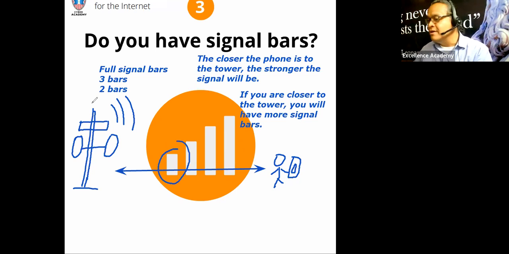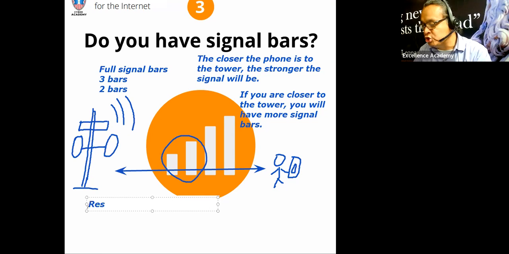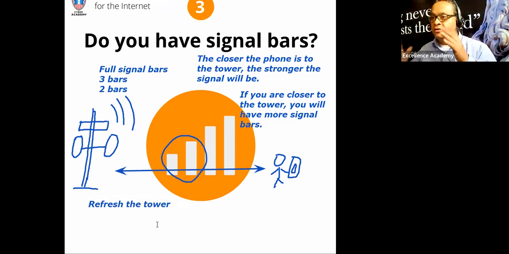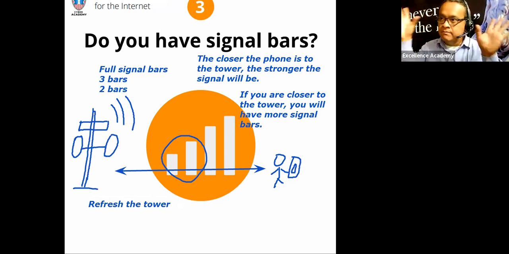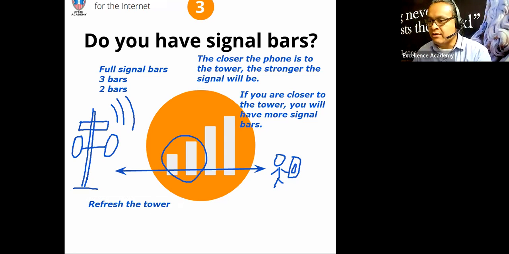Maybe we need to reset the tower. If there's only 1 signal bar, maybe 2, then maybe the problem is the distance from the tower, and maybe we need to refresh. Learn this vocabulary, please: refresh the tower. It is possible that you need to refresh the tower. How do you do that? In your system, you will have specific tools that will help you with a click of a button. You refresh the signal of the tower for this specific SIM card location. Do you understand? Got it? All right, perfect.